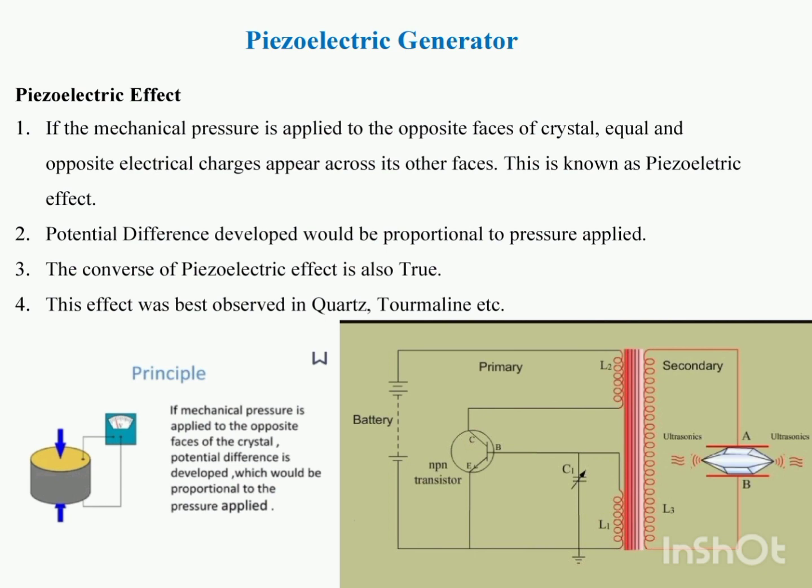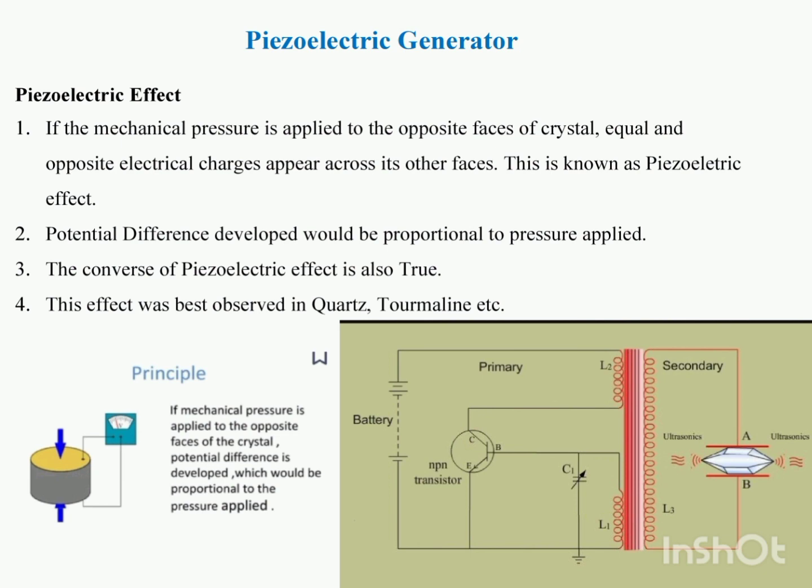How is it working? The battery is switched on and the transistor starts working. The collector current flows through the circuit. It passes through the coils L1 and L2 of the primary circuit. This current is transferred to the secondary circuit by the transformer action and is fed to the plates A and B.